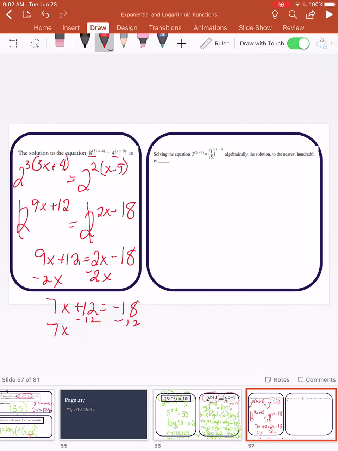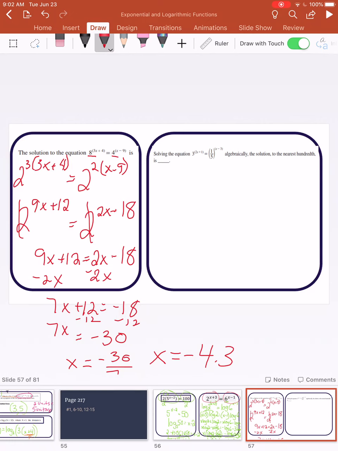Negative 18 minus 12 gives me negative 30, and then of course I'll divide by 7, and you end up with negative 30 over 7. Okay, or you could round this. If you wanted a decimal answer, you would end up with negative 4.3. Okay, and again, I double check that on my graphing calculator.